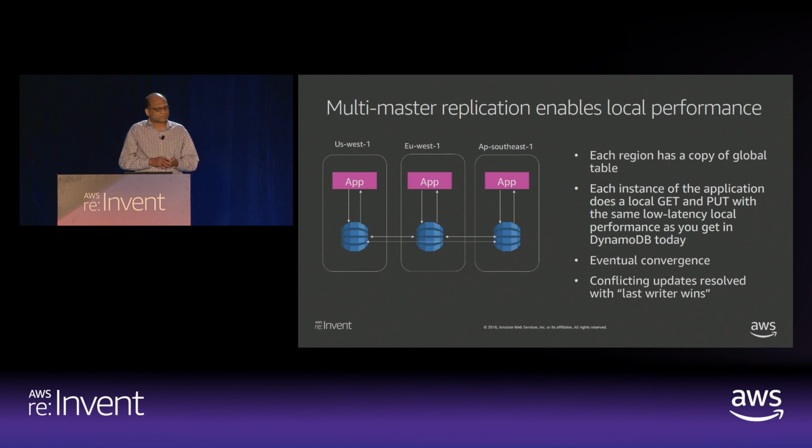Now, there are two caveats that you have to watch out for. One is this data is replicated asynchronously. Therefore, your local reads are eventually consistent. And second, you may get update conflicts. Now, global tables resolves these conflicts deterministically using a last writer wins policy. So with this policy, the replications complete typically in 1 or 2 seconds in most cases.